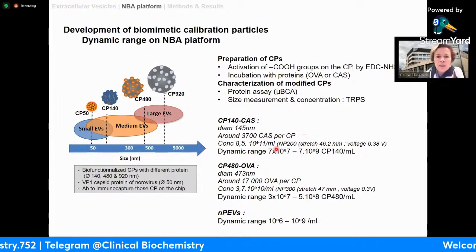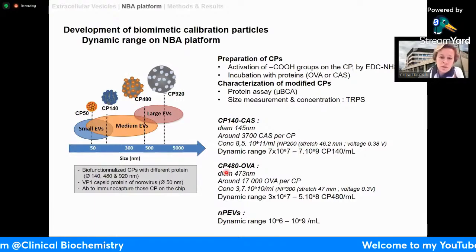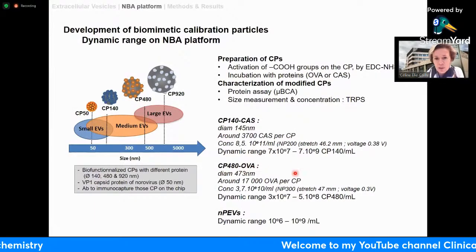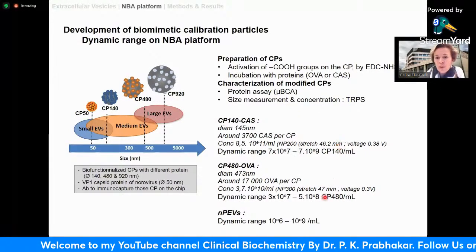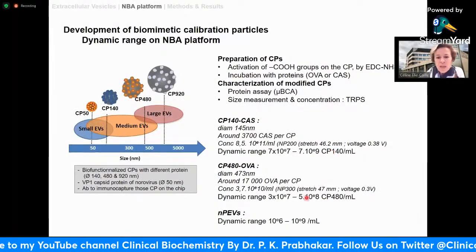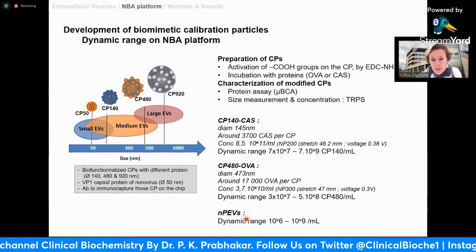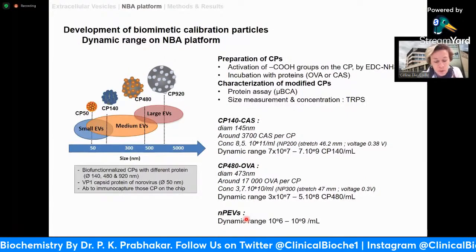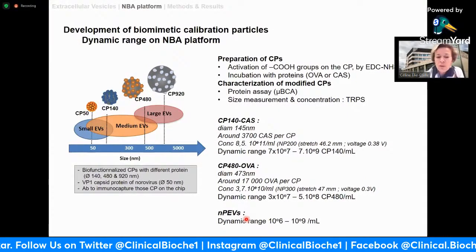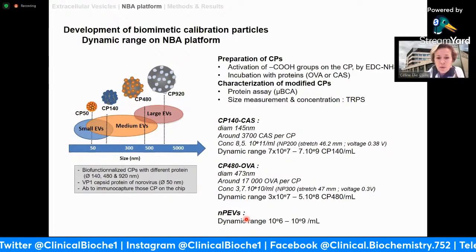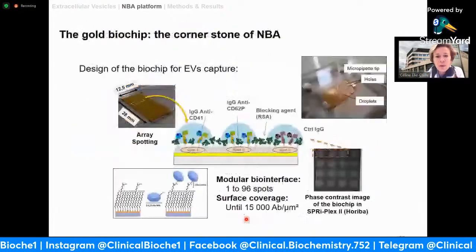And then we determined that, depending on the size of the different calibration particles, we managed to get a dynamic range from 10 to the power 7 to 10 to the power 9. For the extracellular vesicles derived from platelets, on which we worked a lot during the last years, we managed to establish a dynamic range from 10 to the power 6 to 10 to the power 9.